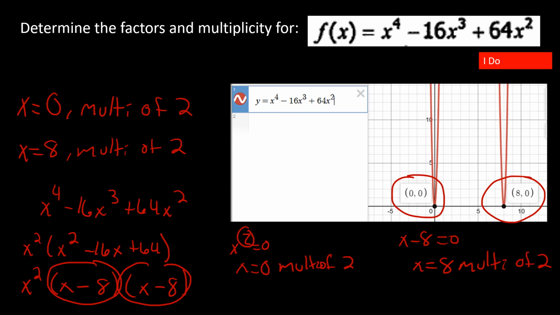I prefer you do it this way, but for the sake of time, if you need to use Desmos, you can use Desmos to identify these. Just remember, if it bounces, it's an even multiplicity, 2 or 4. It's not going to get any higher than that. We're not doing any polynomials bigger than that. Or if it's odd, 1 or 3, it's because it's crossing. Okay, let's go ahead and move on.